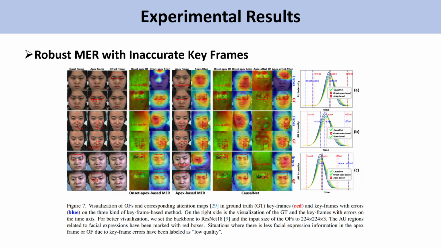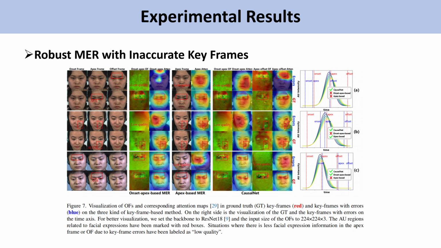In scenario B, the erroneous onset frame is too close to the apex frame, so the relative motion between the two frames is not obvious. As a result, the quality of the calculated onset apex optical flow is poor, which in turn affects the onset apex-based microexpression recognition. Nevertheless, the apex-based method and CausalNet both show good robustness in this situation.